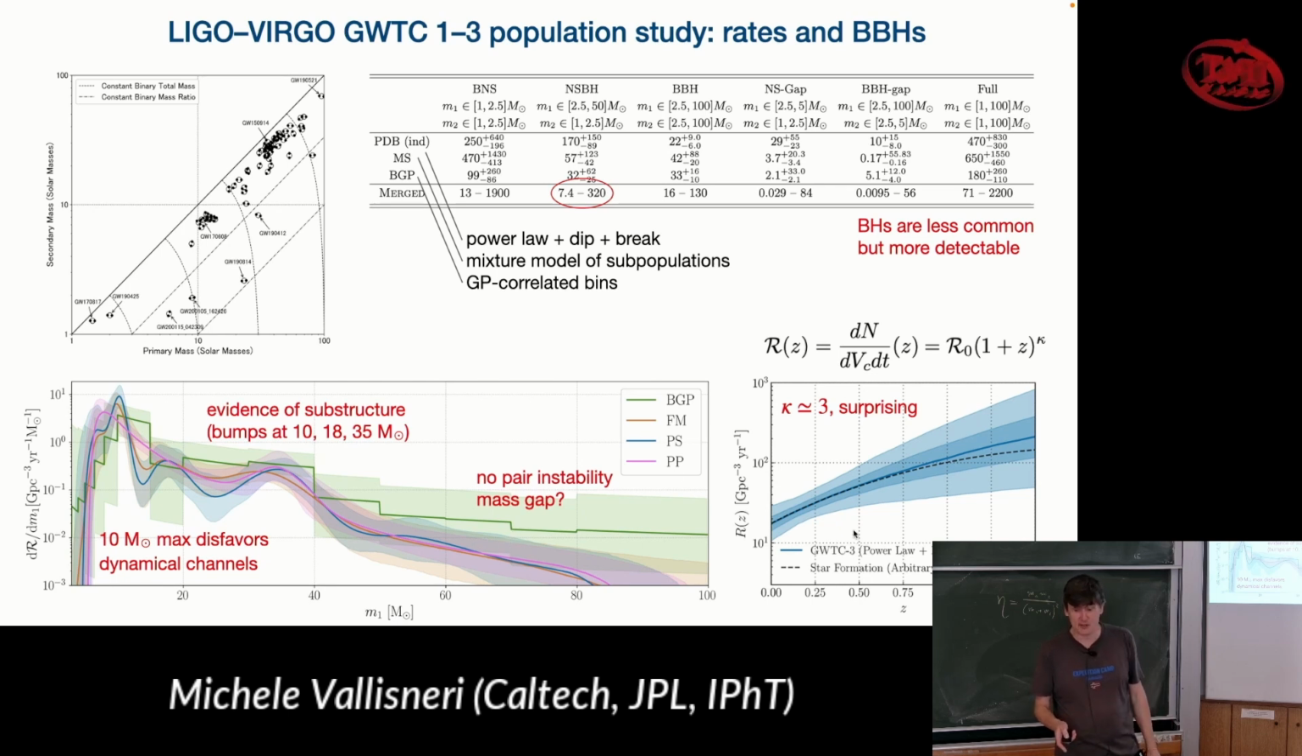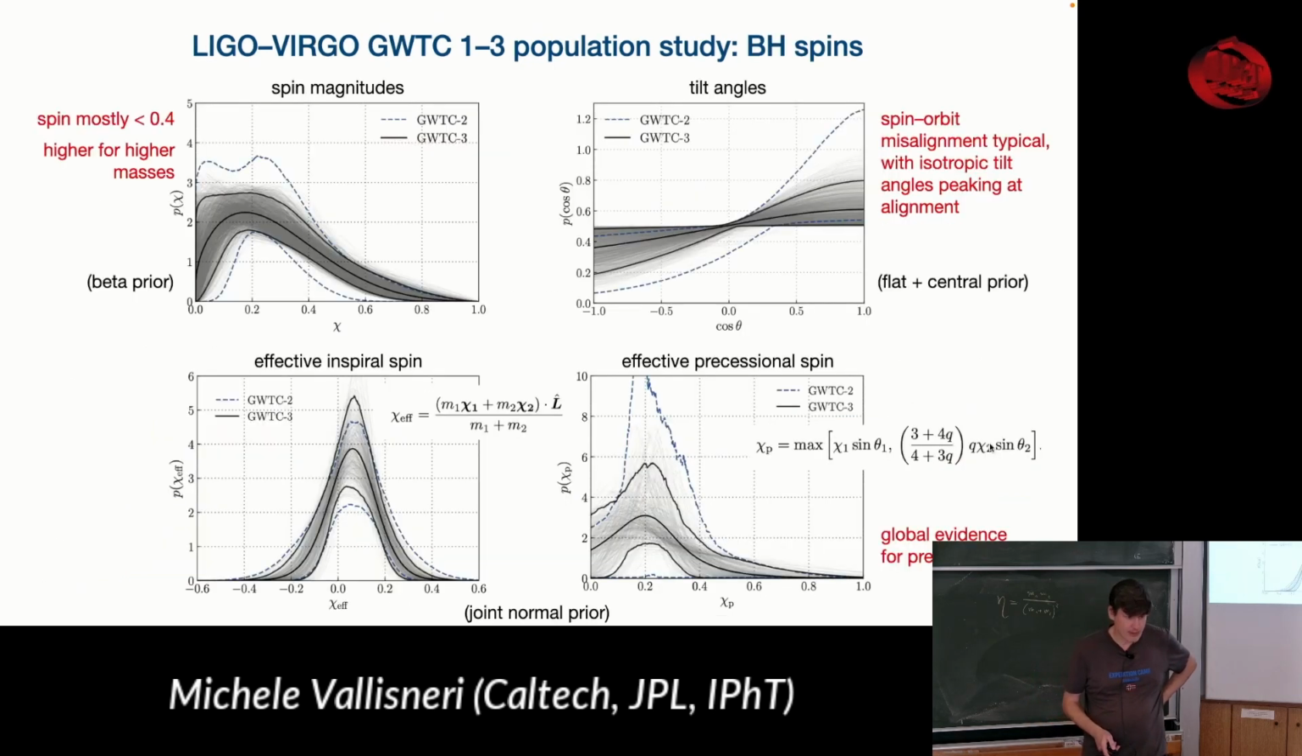Another thing that's surprising is that with this data set, instead of having just a rate that's constant in co-moving volume with increasing z, you can try to fit for the redshift dependence of this variation, and you get a pretty steep dependence with increasing z, which is compatible with the star formation estimates, maybe a little higher. Okay, so let's go on to spins.